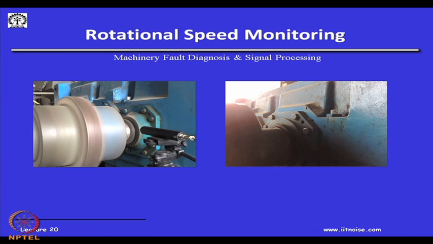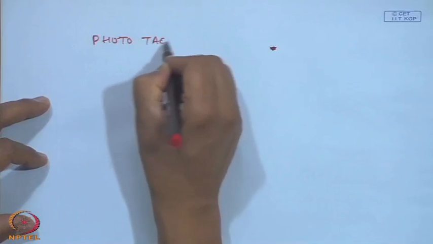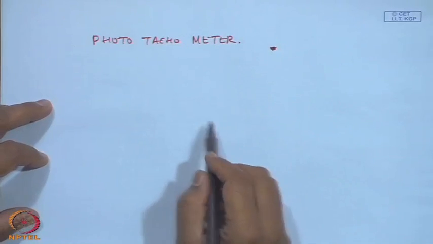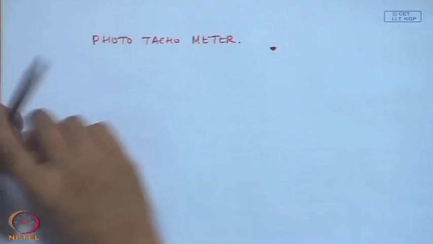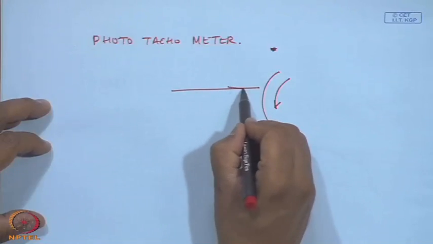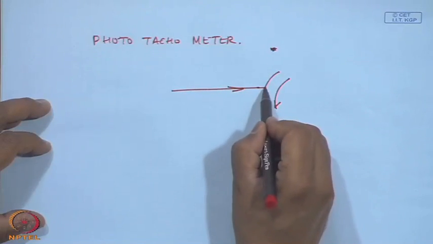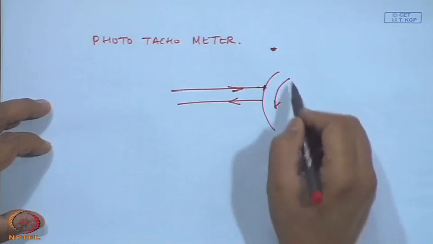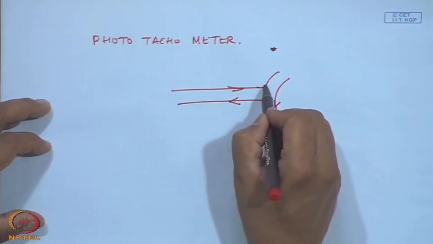Now, how do we do the rotational speed monitoring? Sometimes we can use the reluctance type pickup, sometimes we can also use a photo tachometer, wherein, of course, this is a shiny surface. So, if you shoot a light beam and there is a shiny patch, it is going to reflect back. In fact, there are shiny patches you can fix here.